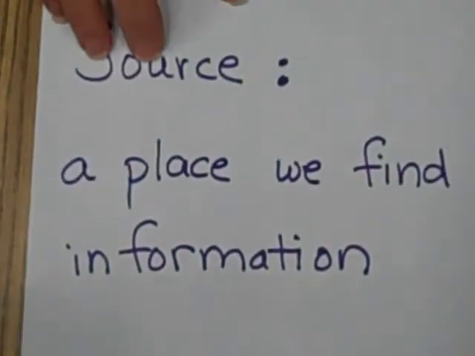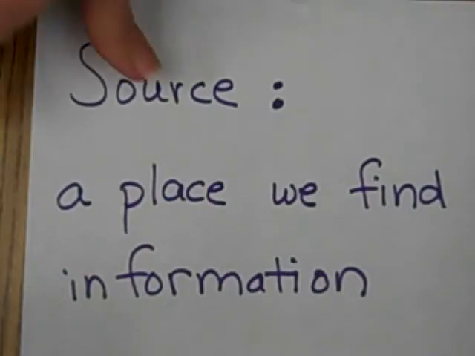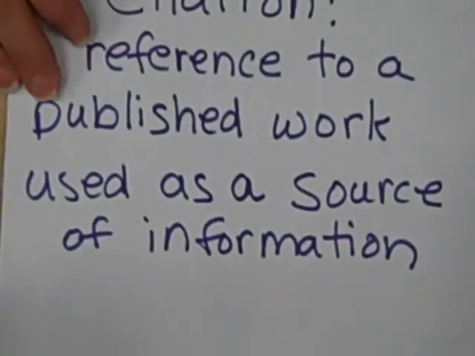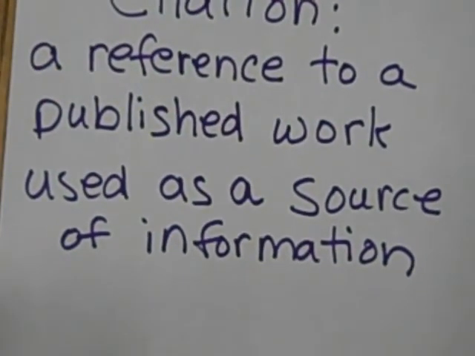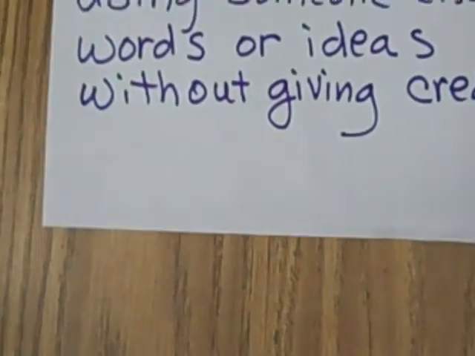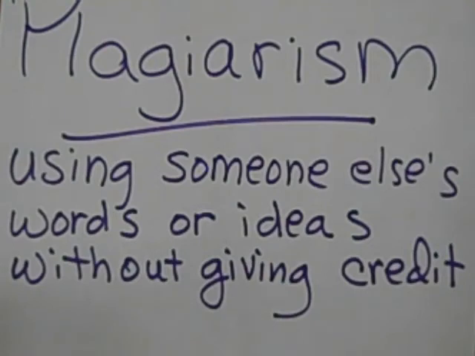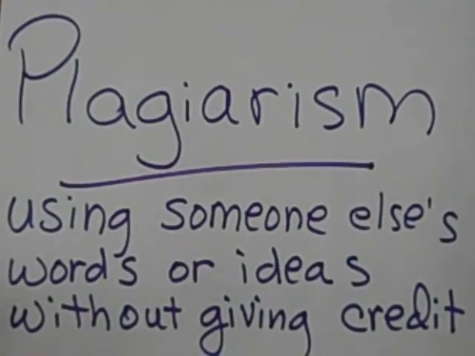Now let's review some of the terms before we learn how to do it. First of all, source. A source is a place where we find information. Next, citation. A citation is a reference to a published work used as a source of our information. It is a listing of certain types of information about that source. Plagiarism. Using someone else's words or ideas without giving them credit. Plagiarism is a serious offense.